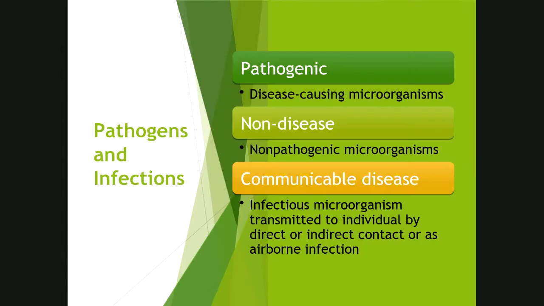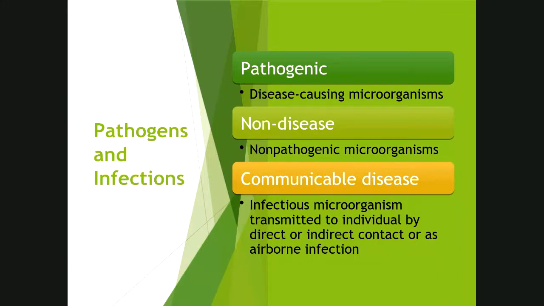So pathogenic organisms are disease-causing microorganisms. Non-disease or non-pathogenic microorganisms are normally skin bacteria found on our skin that would help. And then communicable diseases, so infectious microorganisms transmitted to an individual by direct or indirect contact, or as airborne infections.